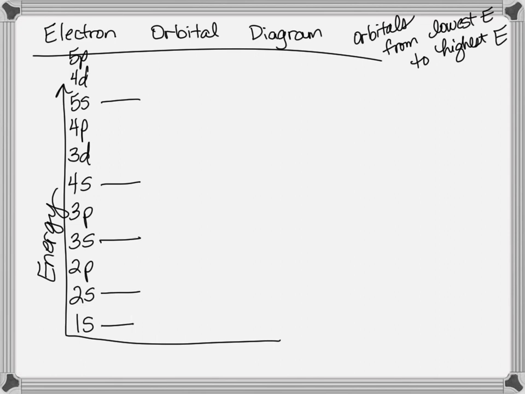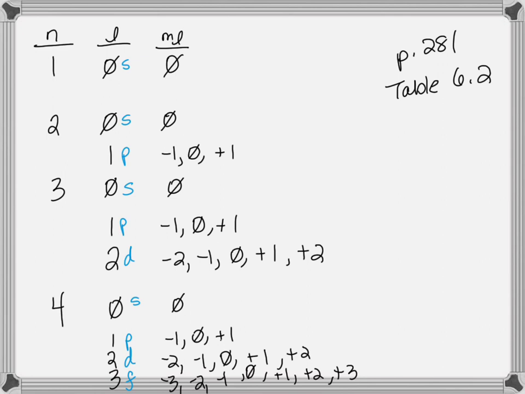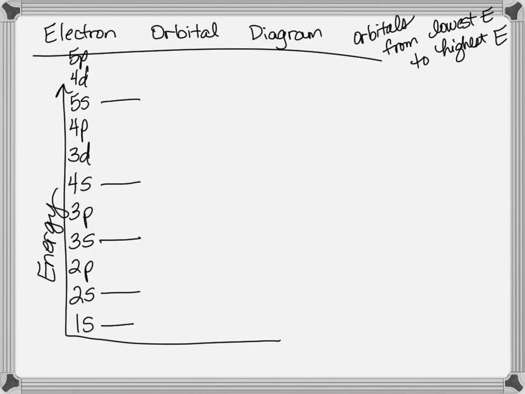Everywhere there's a p orbital, how many possible ml values are there on a p orbital? There's 3. That means when we have a p orbital, we need 3 blanks. How many blanks do I need on a d orbital? I need 5.